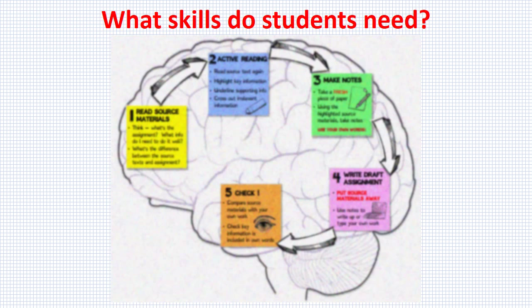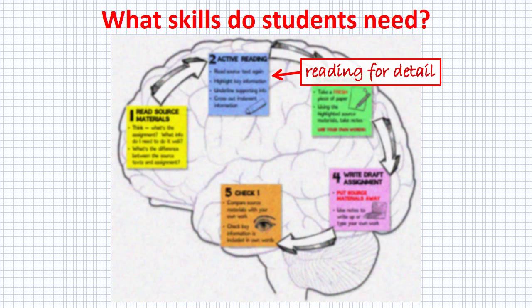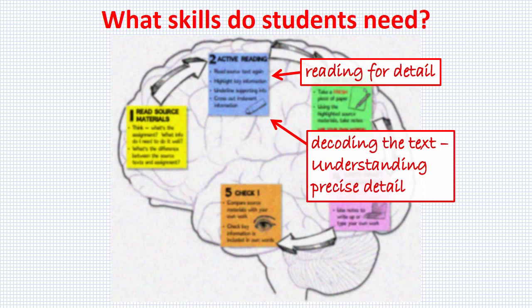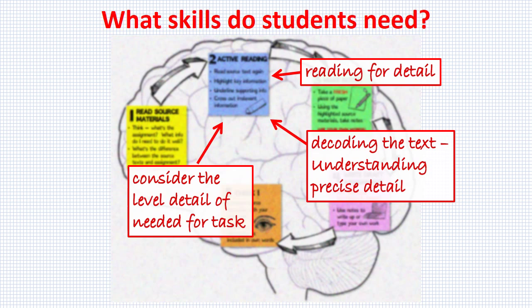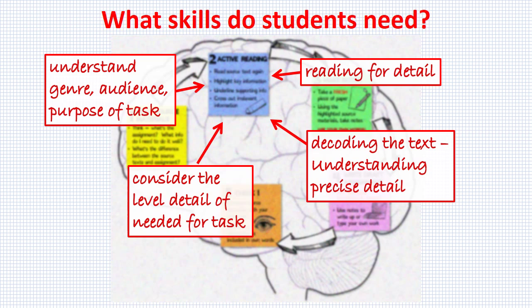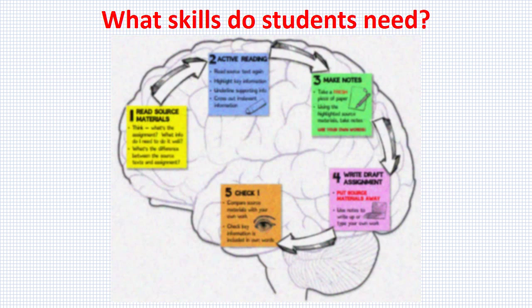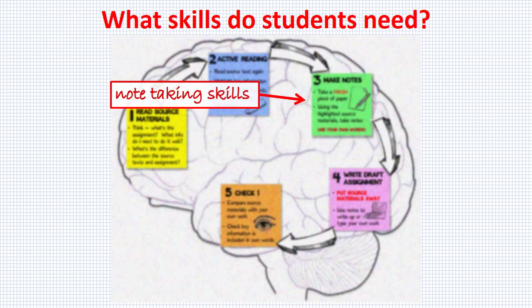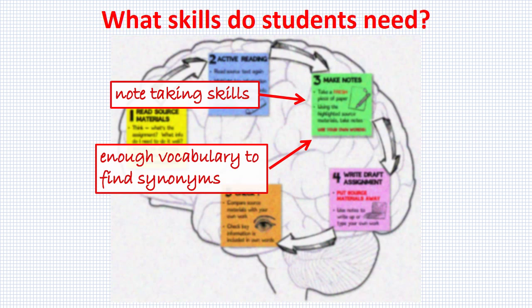During the next stage, our student is reading for detail, so she'll have to decode the text, understand its precise meaning. And while she's doing this, she'll need to think about what level of detail she needs for her task. So that's about understanding the genre, audience and purpose of the text she has to write for her assignment. So next, she's making notes in her own words. So this is note-taking skills. And of course, she needs the vocabulary to find her own synonyms to do it in her own words.